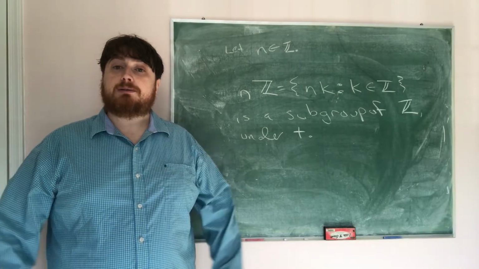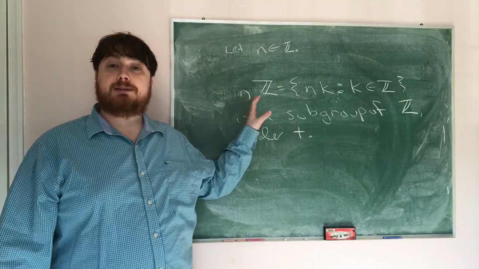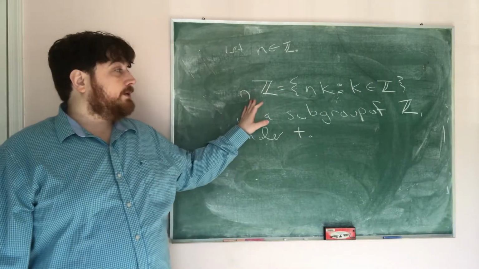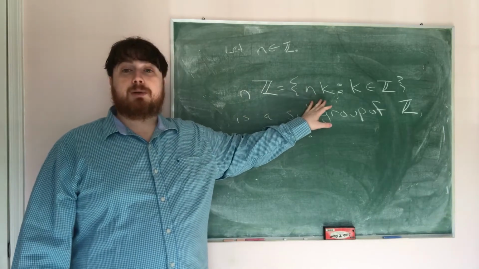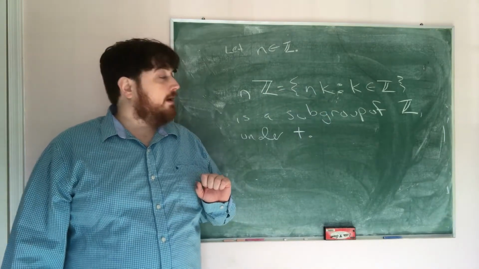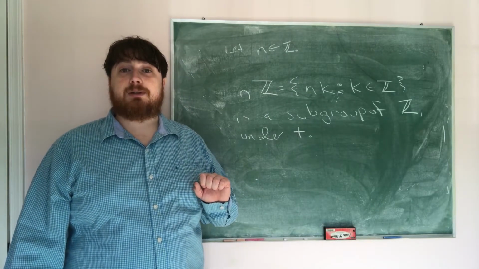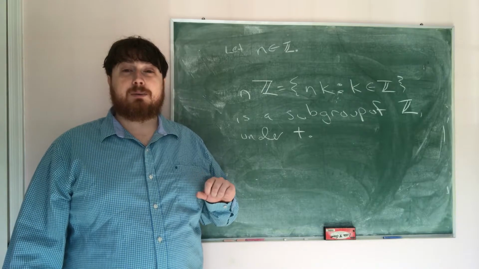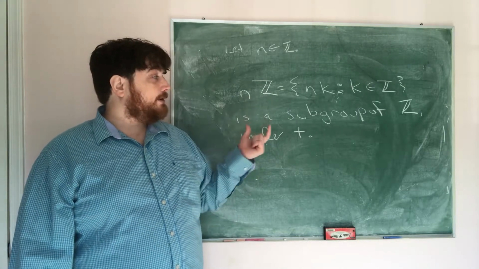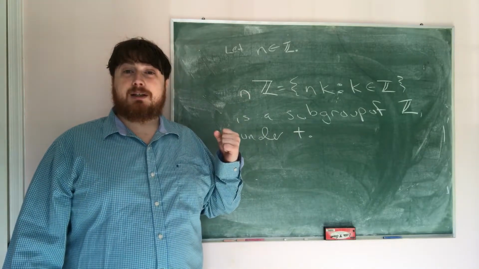What we're going to do is look at the set nZ, where n is an integer. Then nZ is the set of all multiples of n. That is, everything that can be written in the form n times k such that k is an integer. If we take this set, what we want to do is show that it's a subgroup of the set of integers under addition. What that means is that we have to show it's a subset of the set of integers, and that it itself, again, is a group.